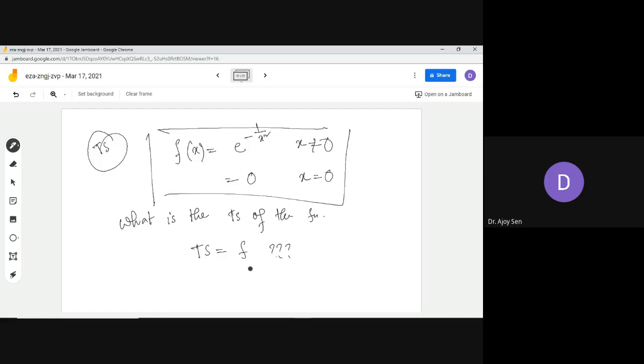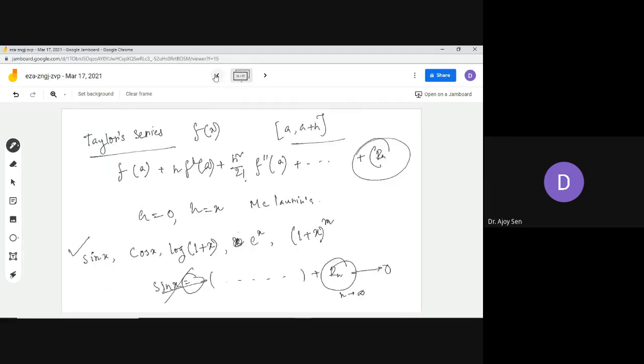The thing which I have told you is that even if the Taylor series is convergent, the Taylor series may not be equal to the function itself, or the Taylor series is not converging to the function.